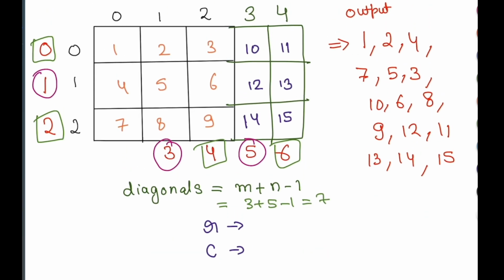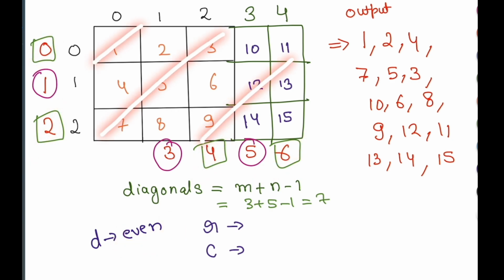Now I will tell you a simple thing to understand. First of all, let us try to understand when D is even, when we are traversing through even index diagonals, basically 0, 2, 4, 6, all these diagonals. The simple thing is, when you are traversing through these diagonals, you are traversing up. That's one thing. Let me actually make the direction here. You are traversing up, right?